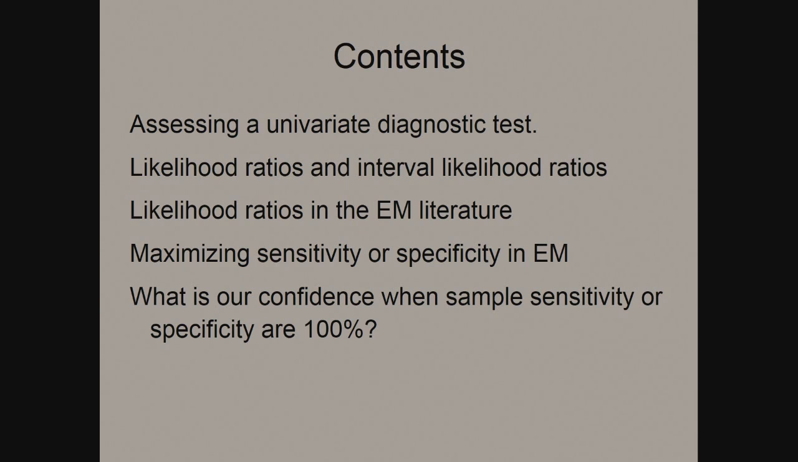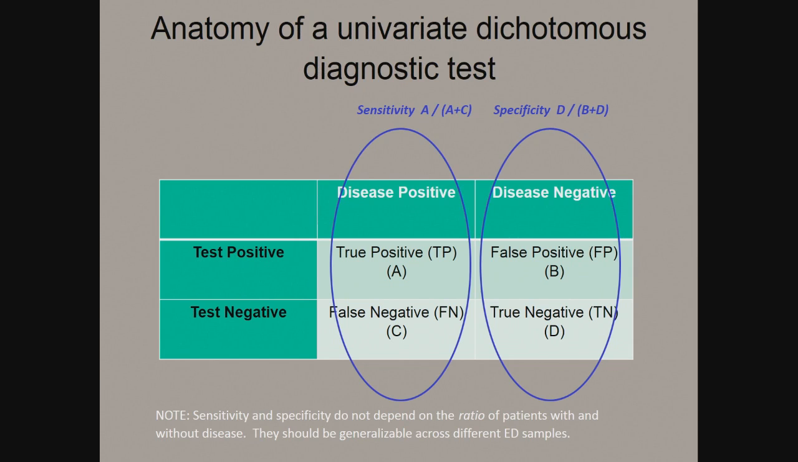Ari will talk about likelihood ratios in the EM literature and how we maximize sensitivity and specificity, how often studies and samples have 100% sensitivity or specificity, and what that means. So there's a little bit of basic groundwork and a little bit of more advanced stuff here. It's kind of a variety. We assume people have different levels of expertise coming in.